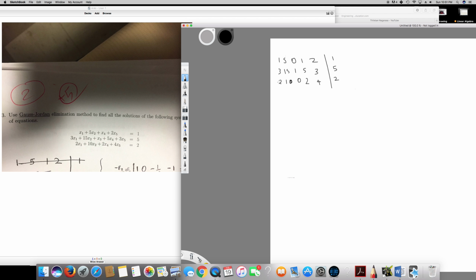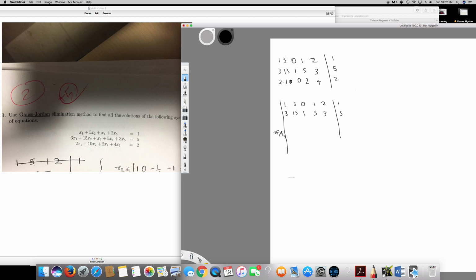So first of all, I start from the bottom. To make the bottom one 0, I have to multiply the first equation by -2 and add it to the third equation. Let's see. I'm copying the same first row, 1 5 0 1 2 1, and the second one is 3 15 1 5 3 5, and the third equation I'm going to change. I'm going to multiply the first equation by -2, e1 plus e3.